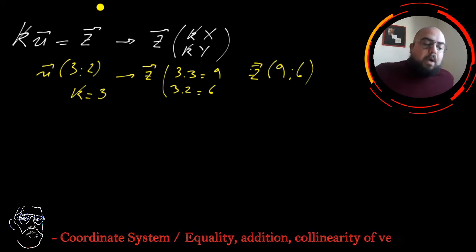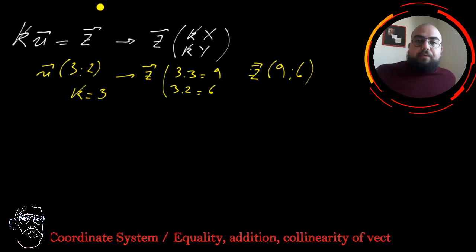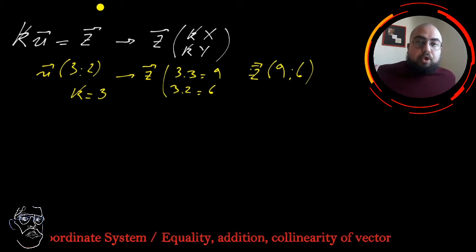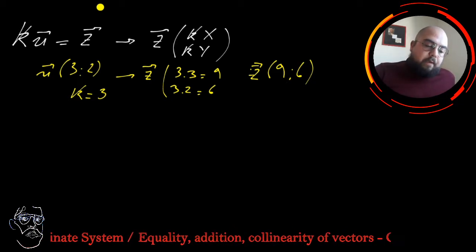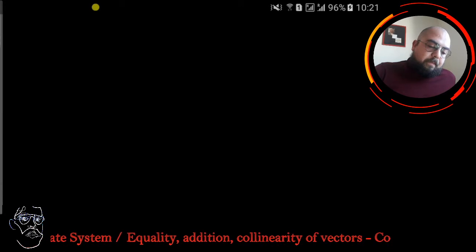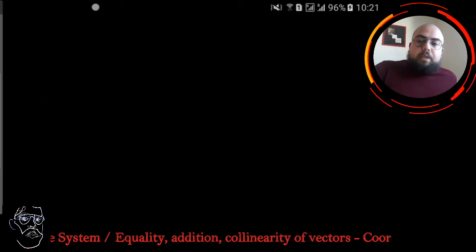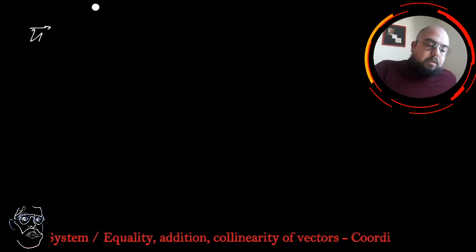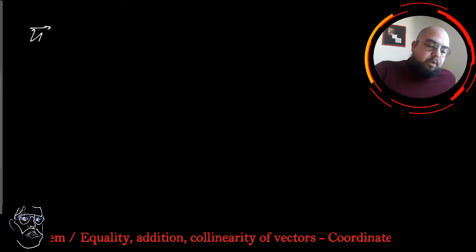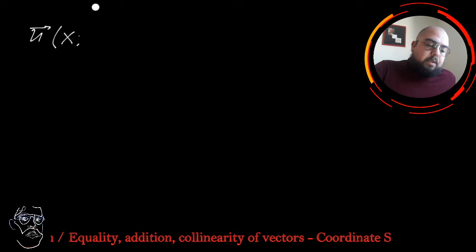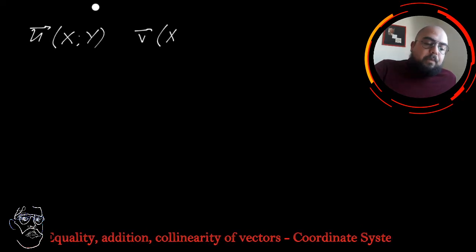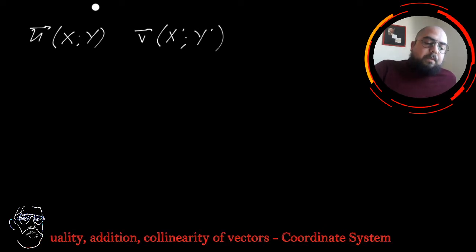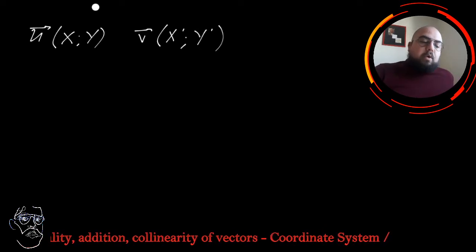Now, how about the collinearity of two vectors? How am I supposed to talk about the collinearity of two vectors? Very simple. The first vector we just mentioned was u, and it is defined by its components or the coordinates x and y, and the second vector v is defined by x prime, y prime as coordinates.